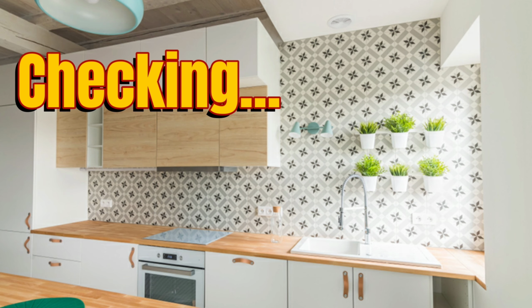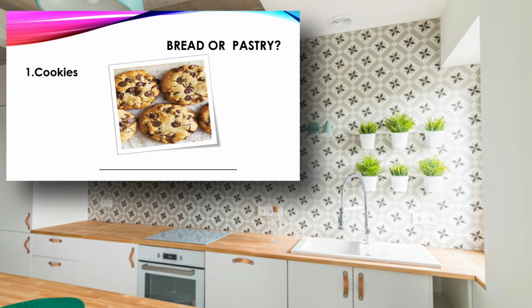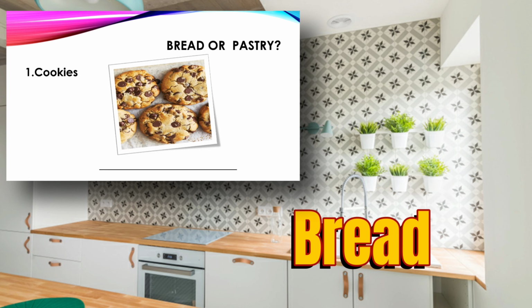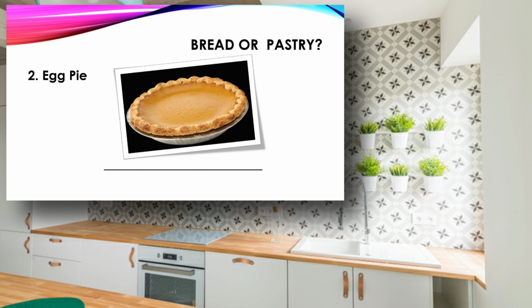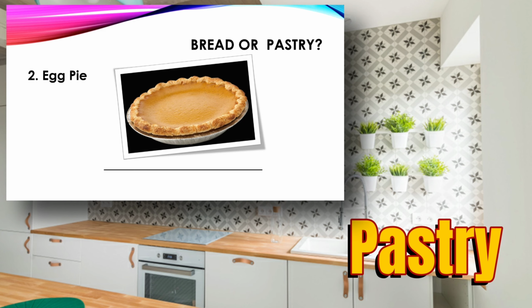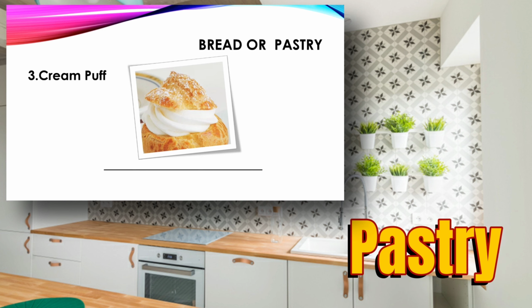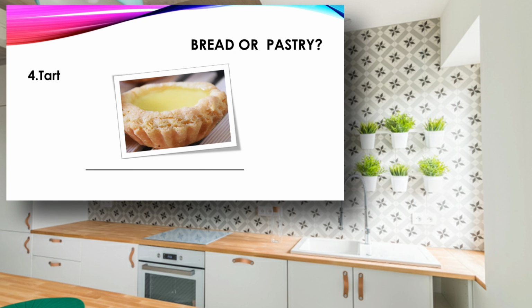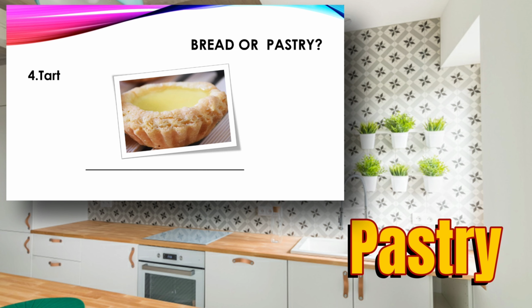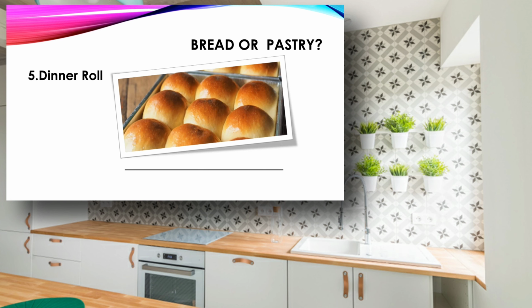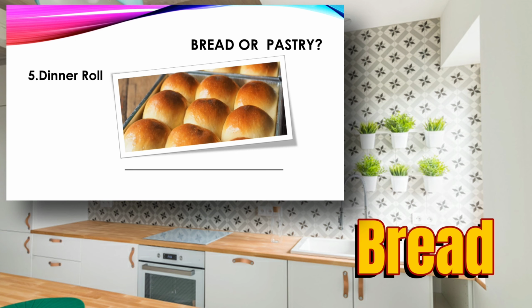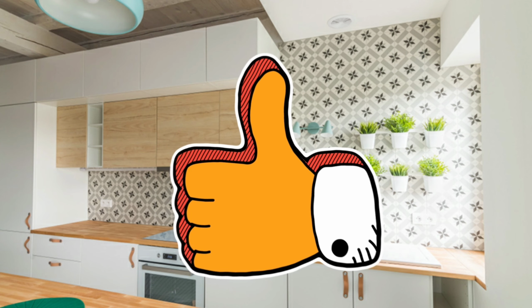Now, let us check. For number 1, cookies, the answer is bread. Number 2, egg pie, is pastry. Number 3, cream puff, is pastry. Number 4, tart, pastry. And number 5, dinner roll, is bread. Did you get it right? Good job!